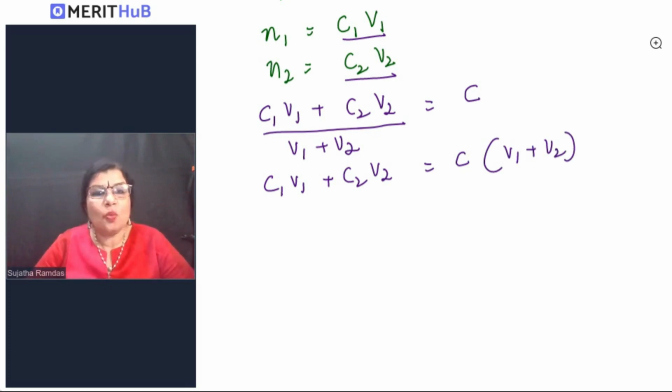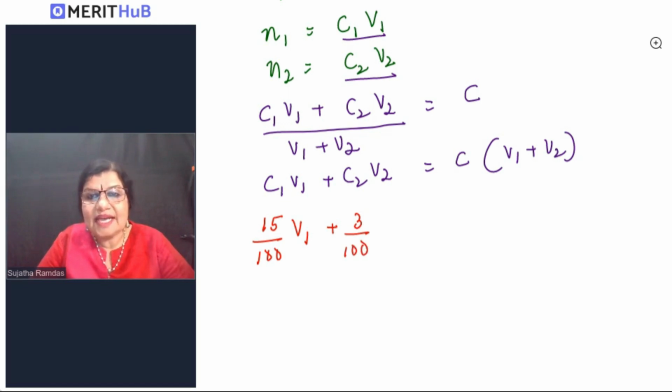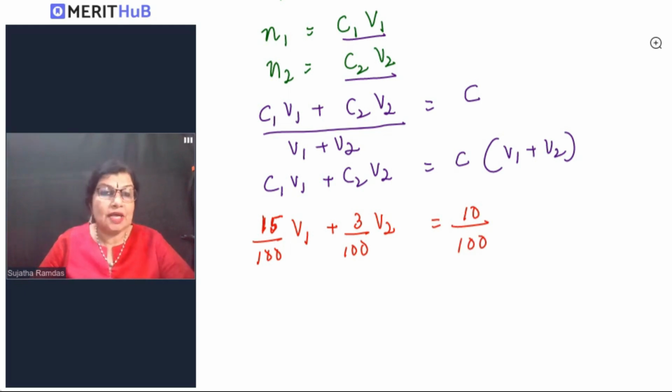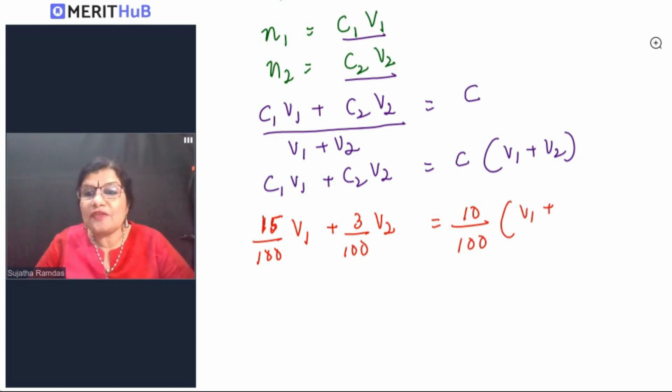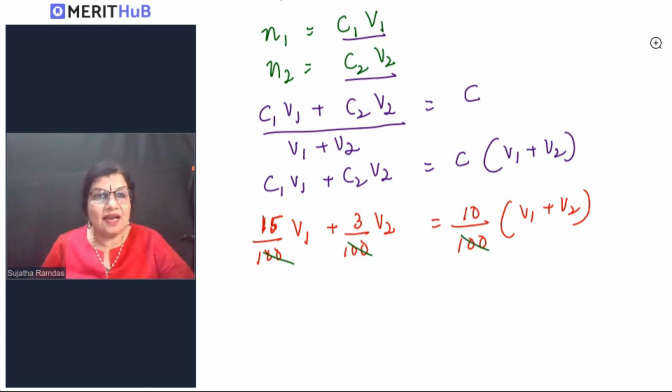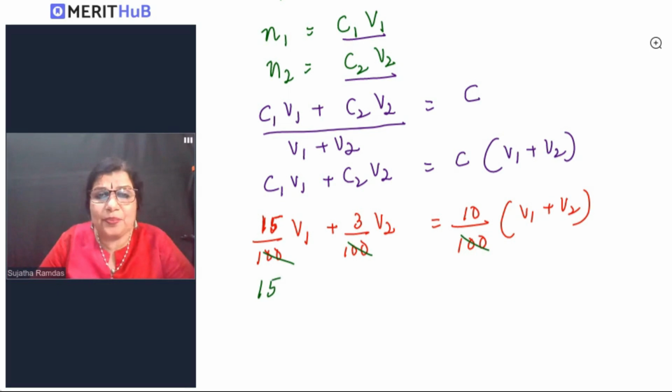Now let's substitute. C1 is equal to 15%, since concentration is expressed in mass percent, into V1, plus 3% into V2. So we are not converting it into moles. We are retaining the concentrations as given in the question. And you're also provided with the concentration of the final solution, which is 10 by 100 into V1 plus V2. We can immediately cancel 100. After we cancel 100, the solution becomes extremely simple.